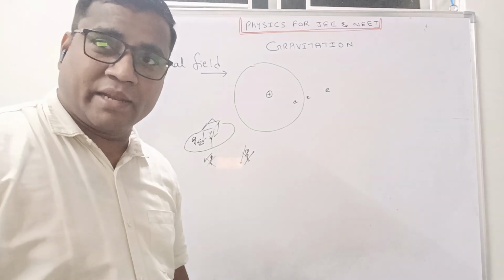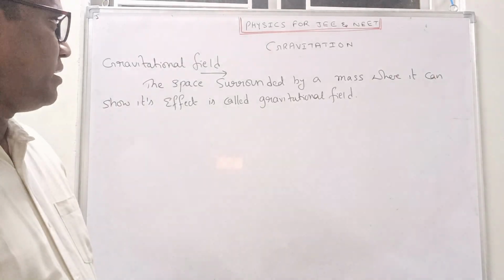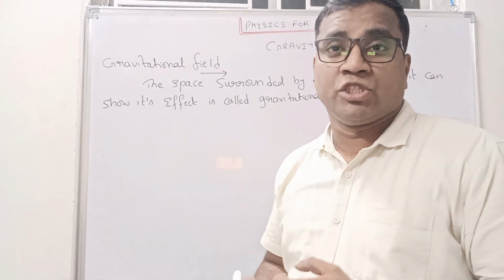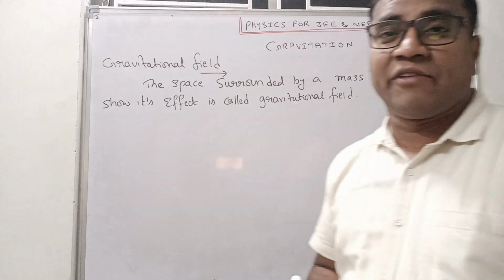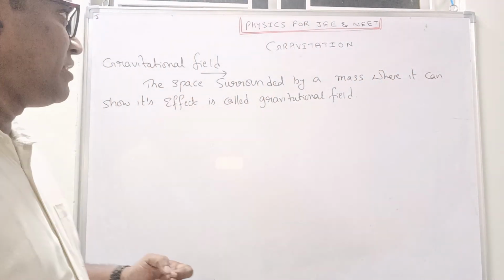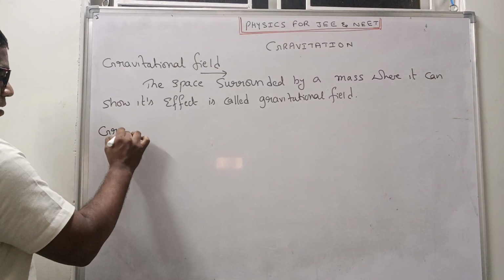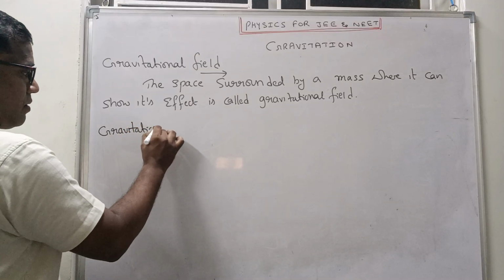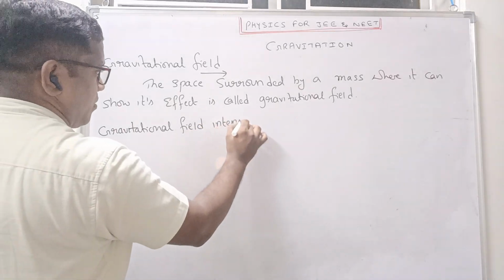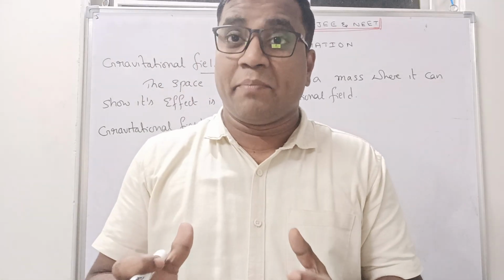So now I will write the definition. Please make a note. See the definition. The space surrounded by a mass where it can show its effect is called gravitational field. Right? Now we'll try to understand gravitational field intensity. Intensity is the measurement.